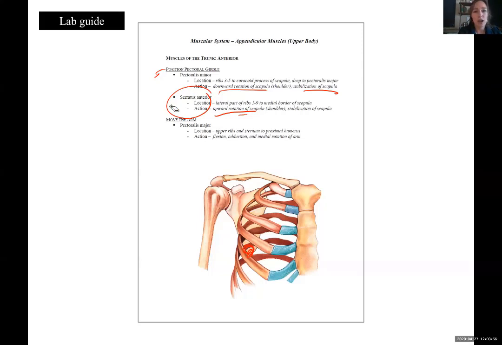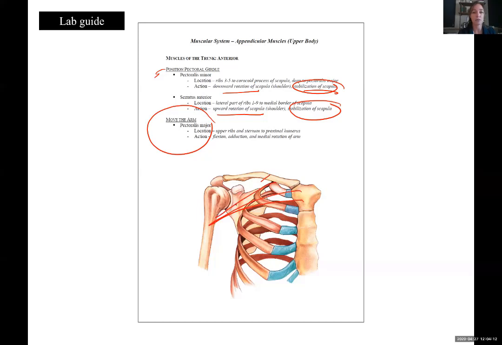The main job, let me erase all this here. It does have slight amounts of these motions, but the main job again is stabilization because it anchors onto there. The main one that is going to move the whole arm, because it's got a lot more mass, is going to be our pectoralis major. That's coming across from a wider base and again forming the anterior part of our armpit.